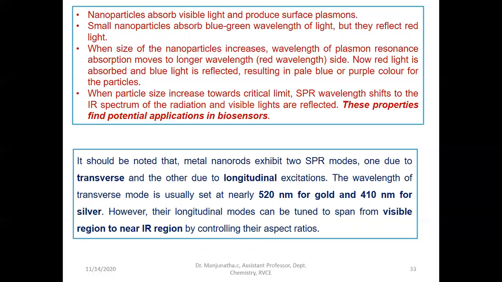It is because it generates that vibration, the polarization, in two ways, which I'll show in the next slide. The wavelength of the transverse mode is usually set nearly at 520 nanometer for gold. For silver, it is at 414 nanometer. This is the transverse mode of vibration. This is the energy required for silver and gold. However, the longitudinal mode absorbs in the visible and IR radiation.